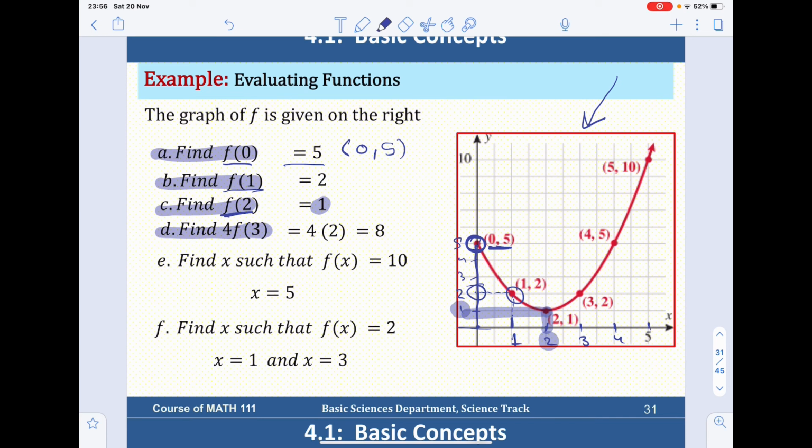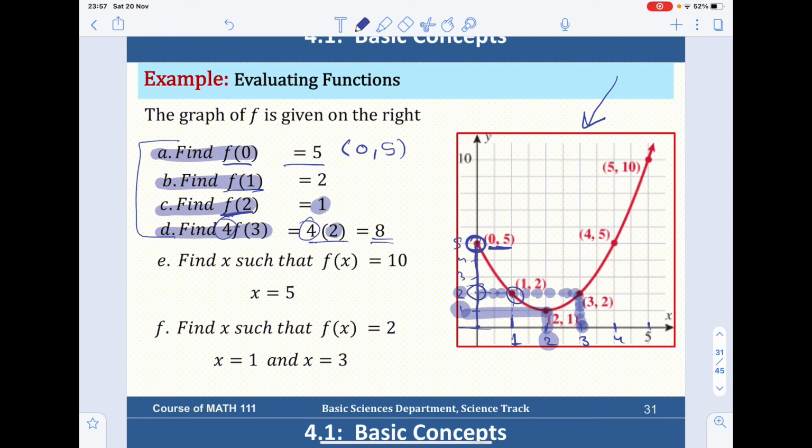Now 4 times f of 3, so first we have to find f of 3. So we'll go to the 3 point on the x-axis, then we will go up until we hit the graph, then we will go horizontally until we hit the y-axis, so the point is 2. So we're going to multiply this 2 with the 4 over here. 4 times 2 equals 8. Okay, so this A, B, C, and D gives us the value of x and asks us to find out f of that value.